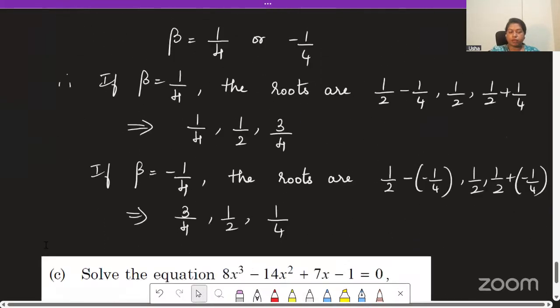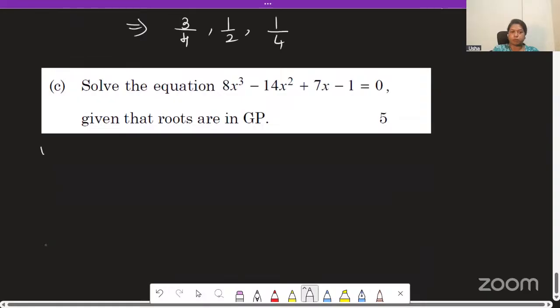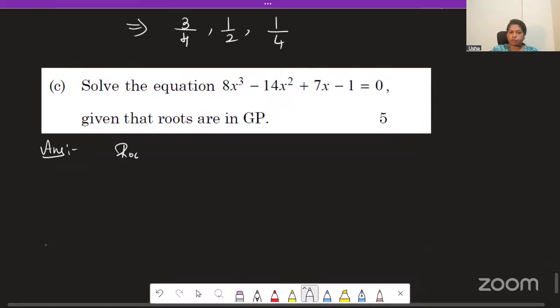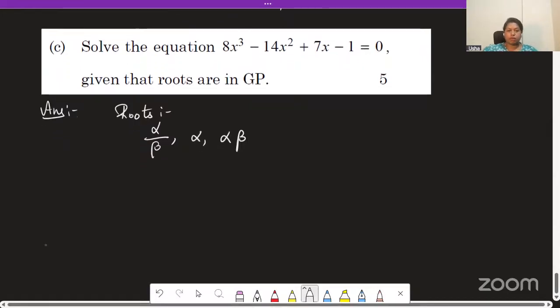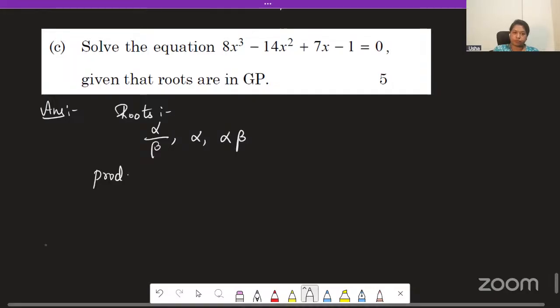Now here they have given that the roots are in GP. So what will be the roots? Alpha by beta, alpha, alpha into beta. These are the roots. Okay. Now we will use the same concept here. First, we will write the product of the roots.